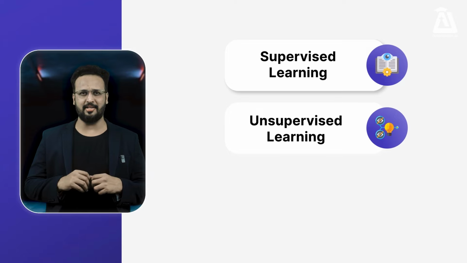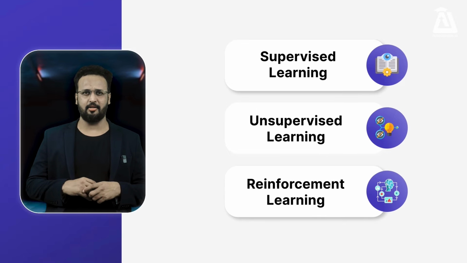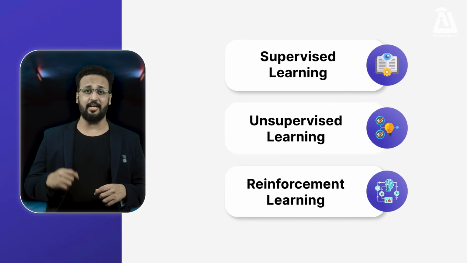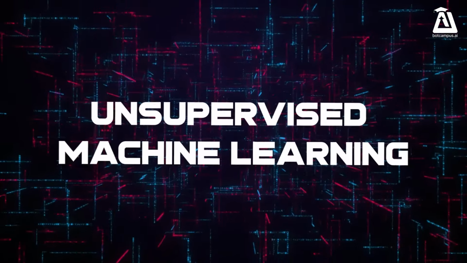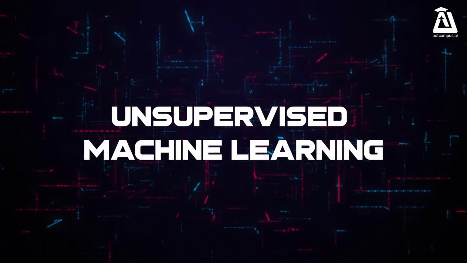There are 3 types of machine learning formats: supervised learning, unsupervised learning, reinforcement learning. This video is about understanding unsupervised learning. If you landed on this video first without learning about supervised learning, click on the link above to learn about supervised learning. Let's move on.